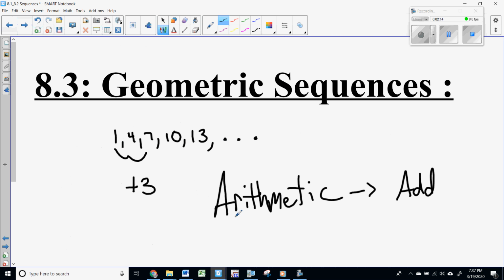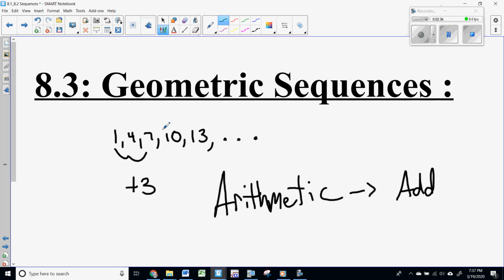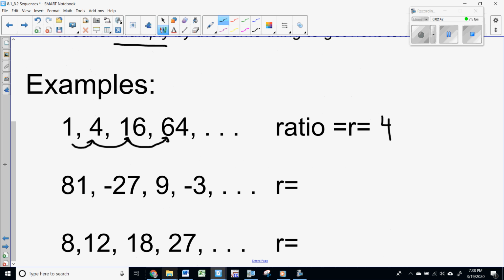If you remember arithmetic, what you would look at is we would take 13 minus 10 to find your difference, 10 minus 7 to get your difference, 7 minus 4. So with an arithmetic sequence, to find the difference, you subtract, and then you would add to get your next term. So for a geometric sequence, we're going to divide.